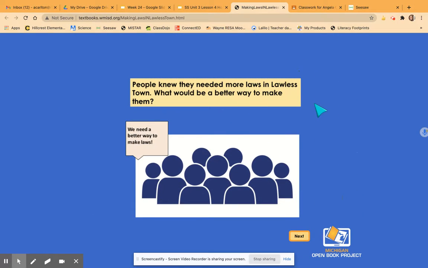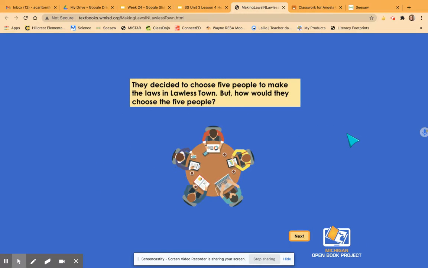People knew they needed more laws in Lawless Town. What would be a better way to make them? We need a better way to make laws. They decided to choose 5 people to make the laws in Lawless Town. But how would they choose the 5 people? How would we know who the 5 people would be? What would make it fair?